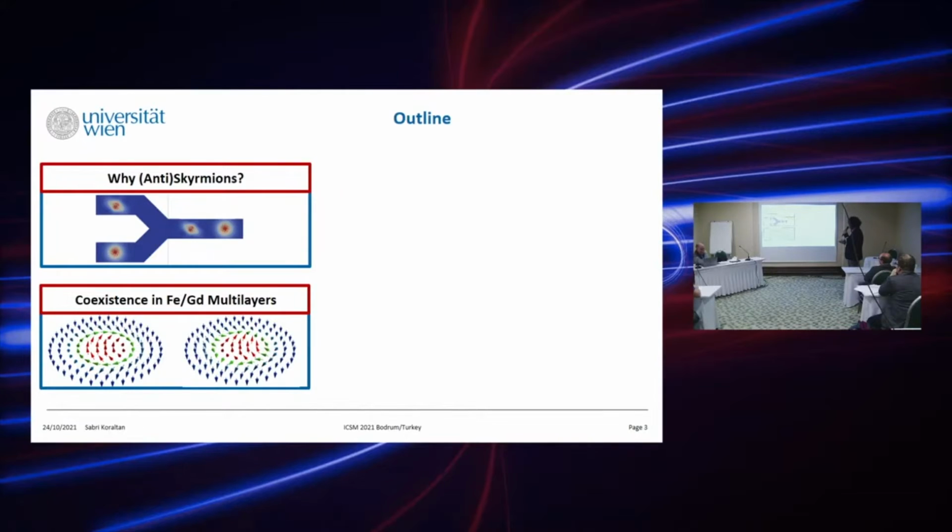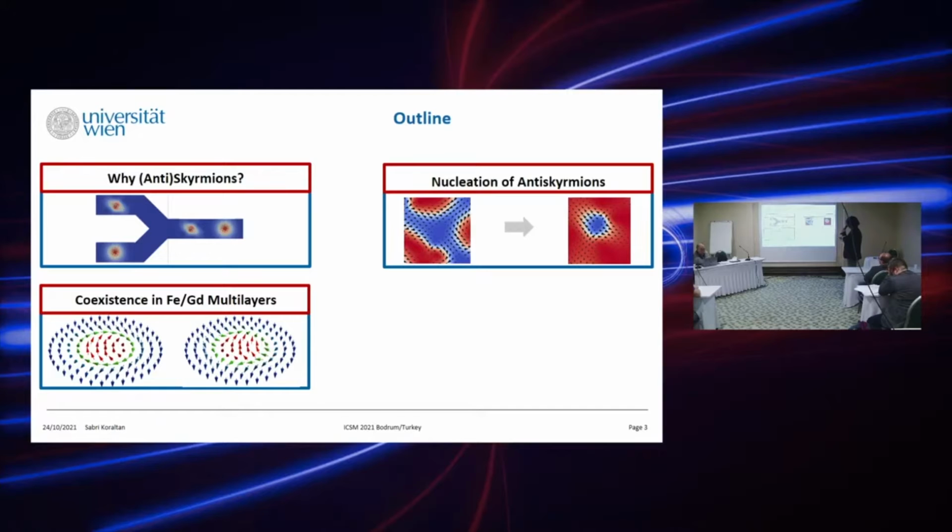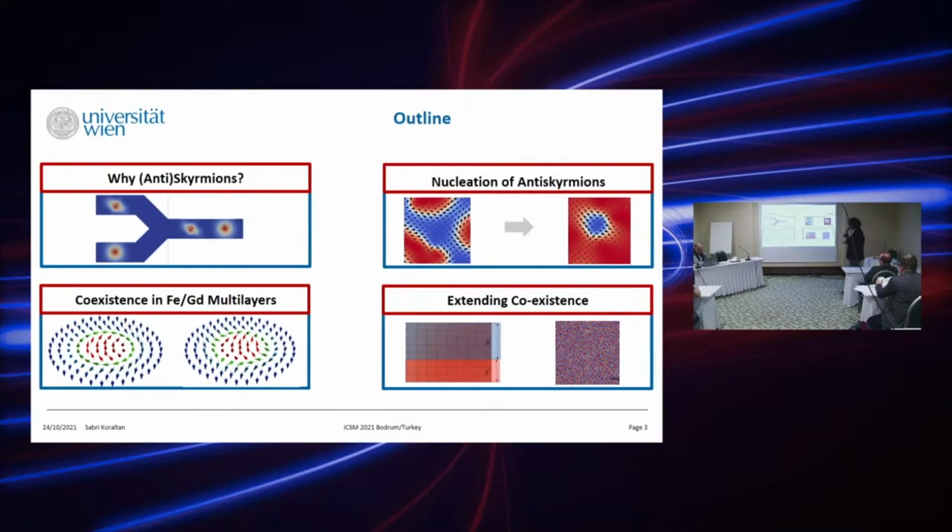Then we will see our results about their coexistence in iron gadolinium multilayers, and then I will show you also the nucleation processes of the different topological spin textures, and we will also see how we can extend the range where these materials can coexist.